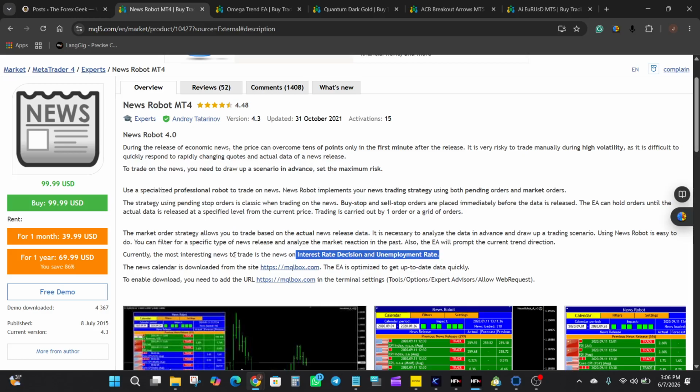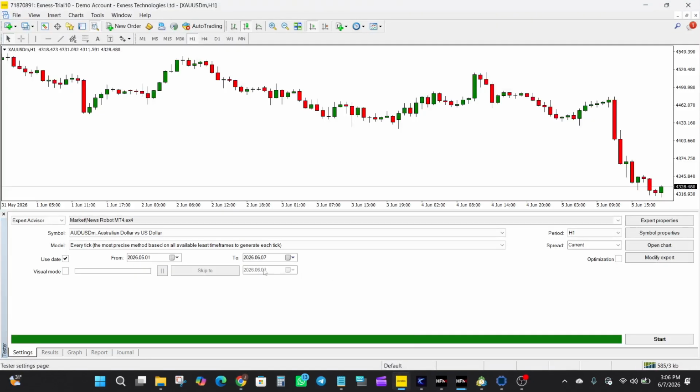Now, based on the information provided, the strategy appears to revolve around predefined news event scenarios, either through pending stop orders positioned before a release or market orders executed after evaluating actual news data. So, since the developer emphasizes advanced planning and scenario preparation, the EA seems designed to automate execution rather than replace the trader's analysis process. So we're just going to head over to our strategy tester right now.